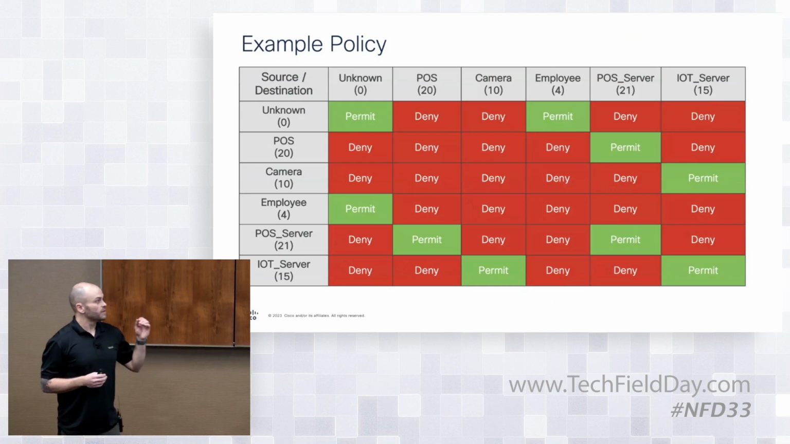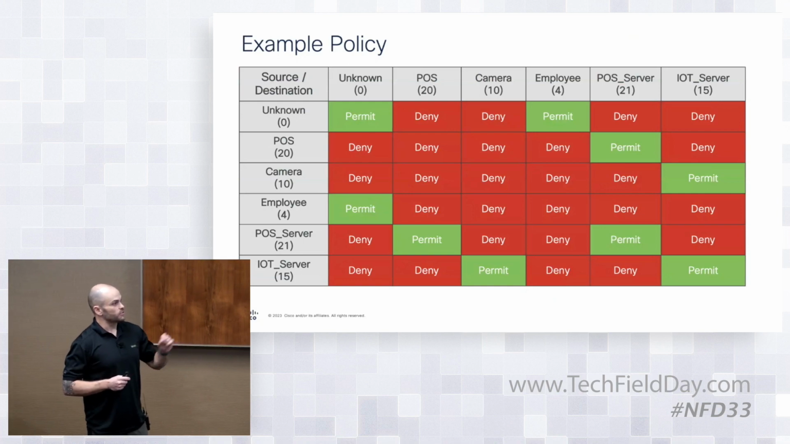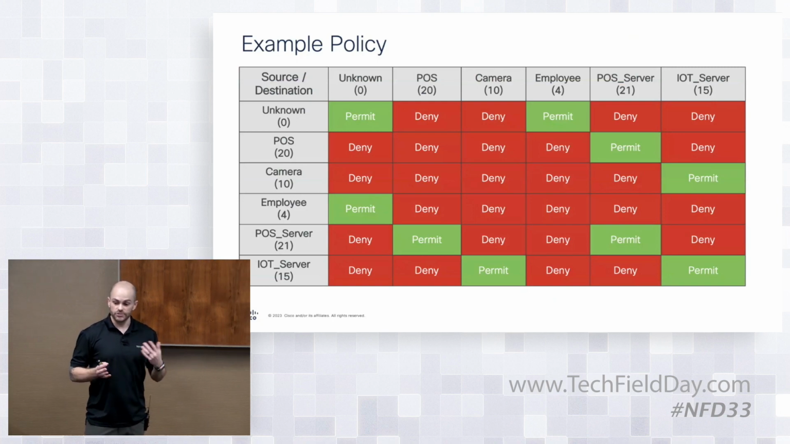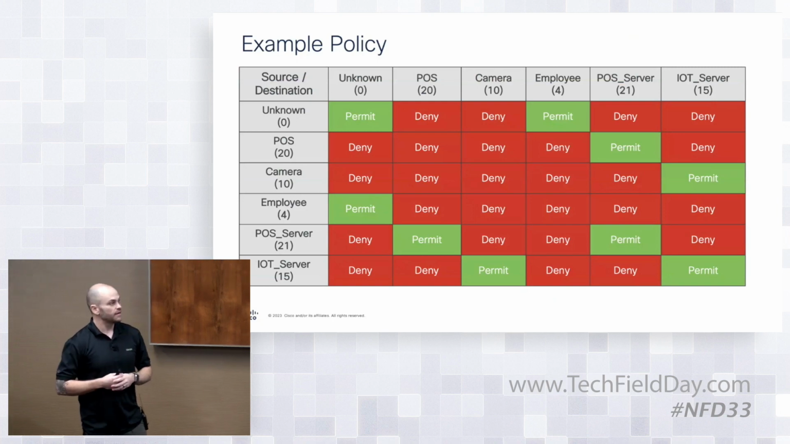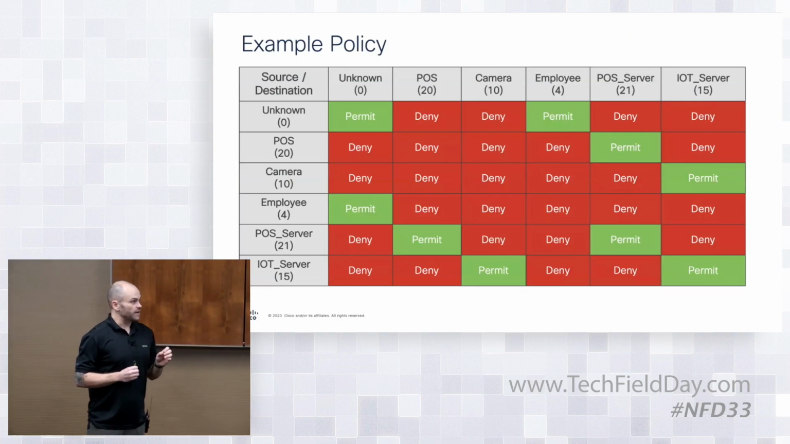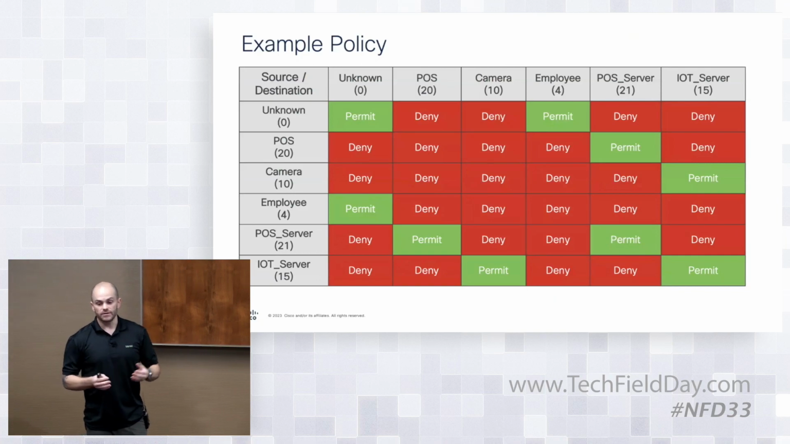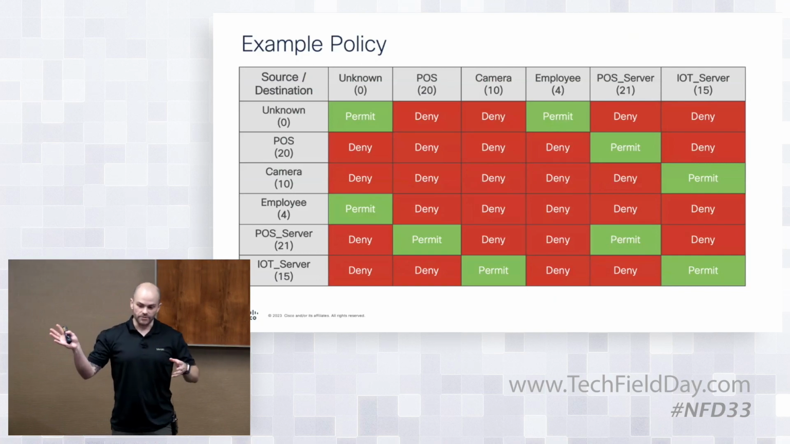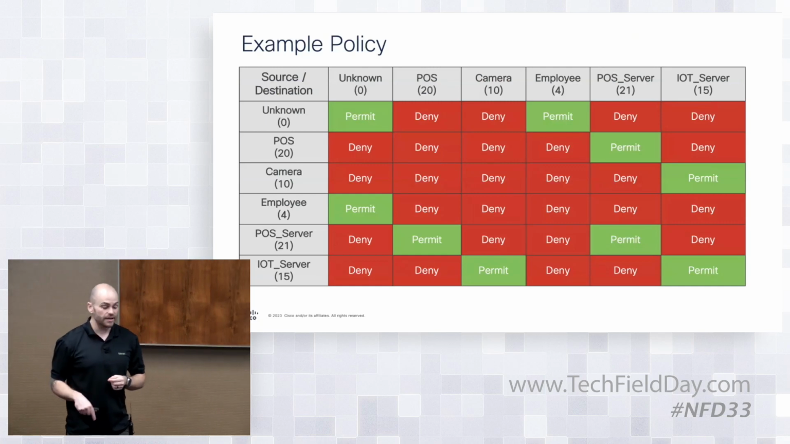Like, okay, we know for a fact that cameras probably shouldn't talk to other cameras, probably shouldn't talk to point of sale servers or point of sale endpoints. And in adaptive policy, literally all you have to do is go in and define your permit and deny statements. You can do so in bulk. So you could select camera and then the 10 other groups you don't want them to talk to, and then just click deny.